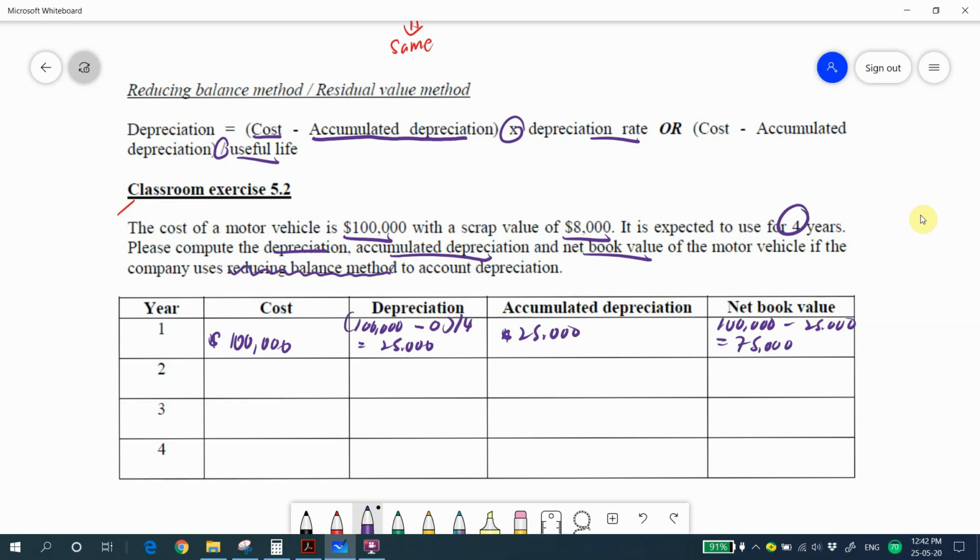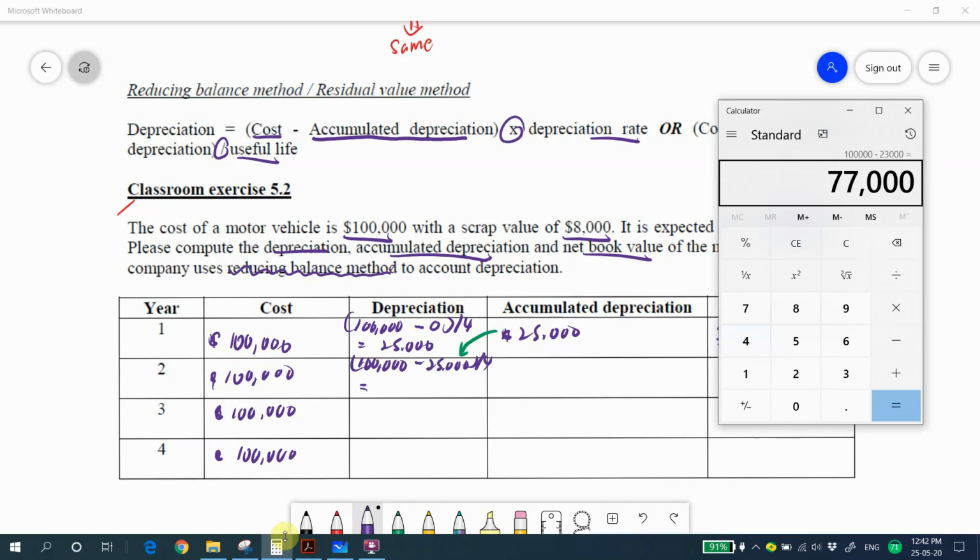And we know that the cost of the asset will not change over the period, so we can write down the 100,000. Next, second year depreciation. For second year depreciation, we use cost minus the previous year accumulated depreciation, which is 25,000, this amount from here, and then divided by 4.